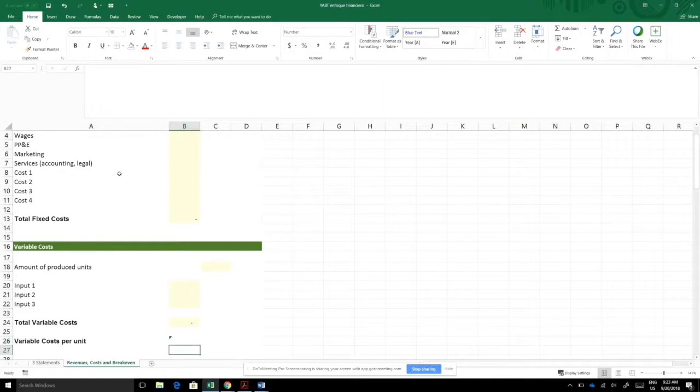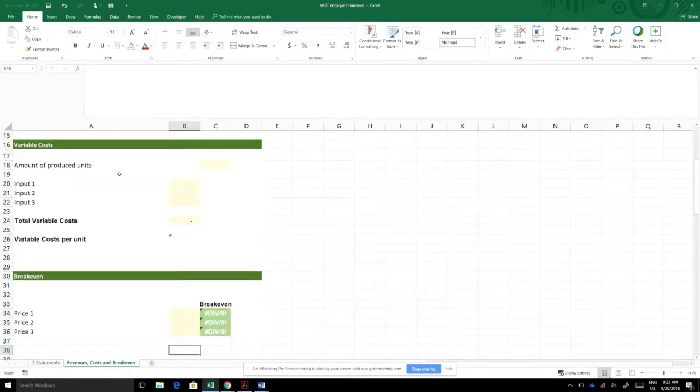And here we have the break-even. So what is the break-even? This is how many units you need to sell to pay your costs. So here you're going to put three different prices that you're thinking about charging. And then the calculation is going to take your fixed cost, and your variable cost, and divide by the prices. And that's going to bring you how many units you need to sell to cover your costs.